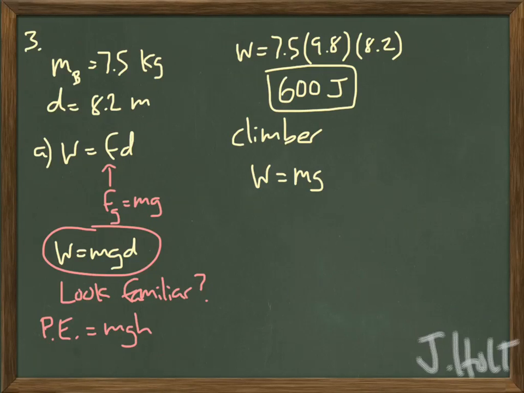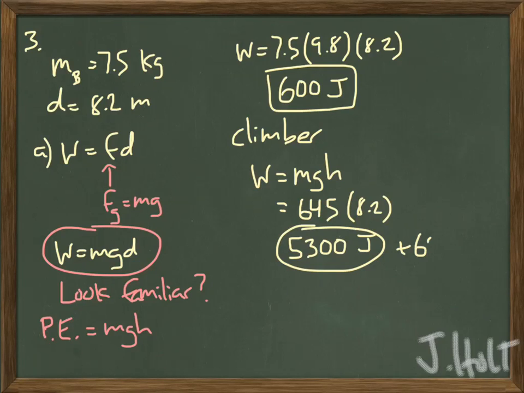Okay, let me stop here for a minute and catch up. So we plugged in our values. We found the work. The climber, we're going to do the same exact thing, except we're going to use 645 as the mass for her. So once we find that, we can add it to the work of the backpack to find the total work.